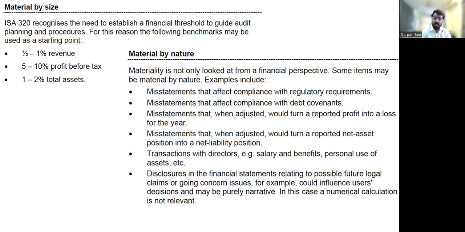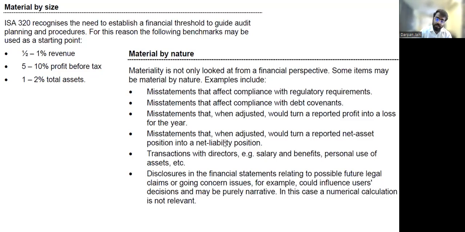Next, misstatements that when adjusted, meaning corrected, turn a reported profit into a loss. With that mistake, the company was reporting a profit, but when you corrected that mistake, the company went into losses. So again, that misstatement, irrespective of the amount, will be a material misstatement. Why? Because it is converting a reported profit into a loss when the misstatement is adjusted.